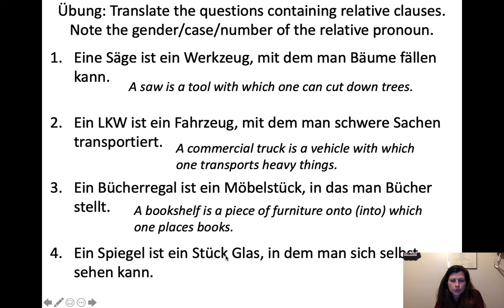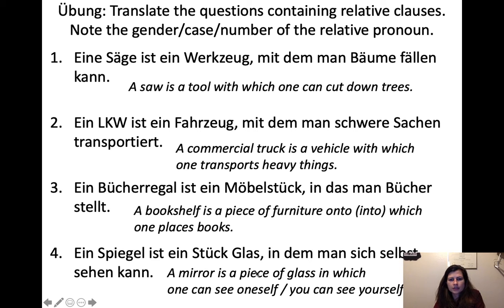Ein Spiegel ist ein Stück Glas, in dem man sich selbst sehen kann. A mirror is a piece of glass in which you can see yourself, one can see oneself. Yeah, we had a nice reflexive going on here. Reflexive and man, meaning impersonal one or you, put together. And then in which, so a piece of glass in which, in dem. So that's our in again, which in this case is going to be dative as opposed to accusative, because there's no movement involved. You just see yourself in the mirror.